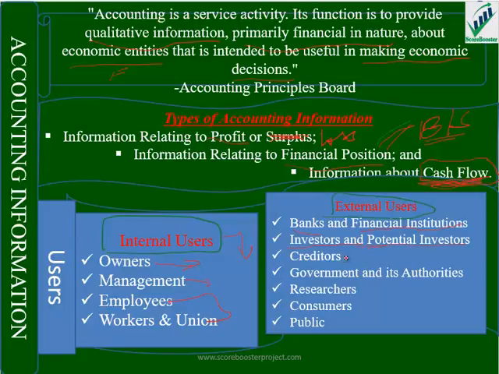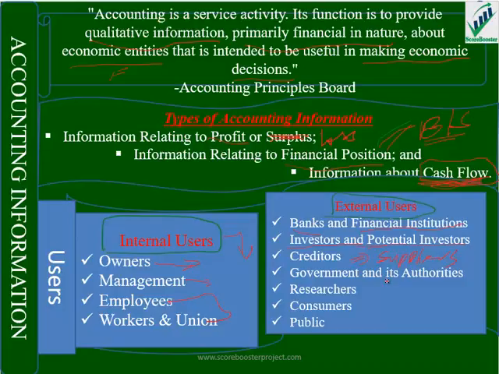Then we have creditors. Creditors are those that supply goods to the company on credit. We call them suppliers. The examiner can also call them suppliers. Please take note of that. You supply goods, raw materials to the company, and the company promises to pay you next month. Then you are a creditor.